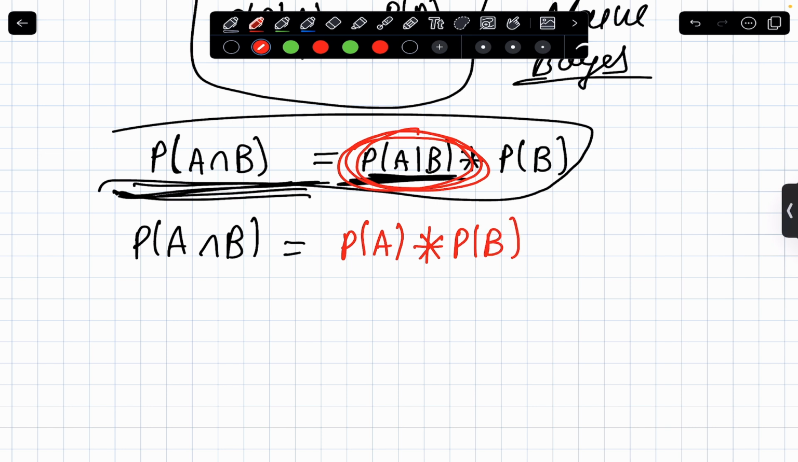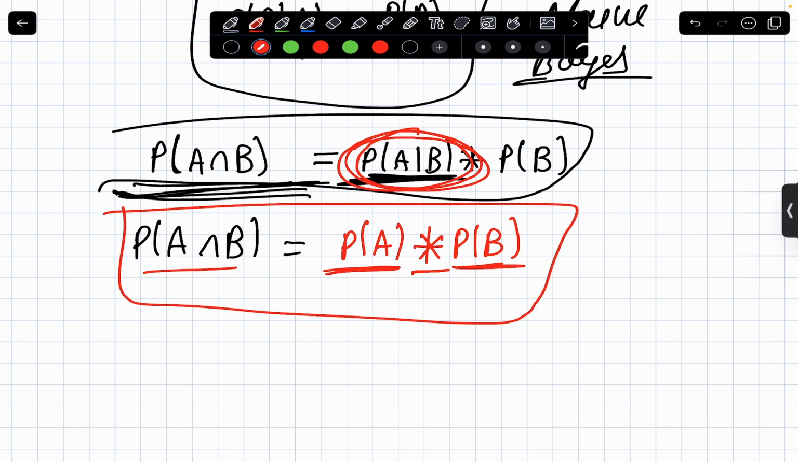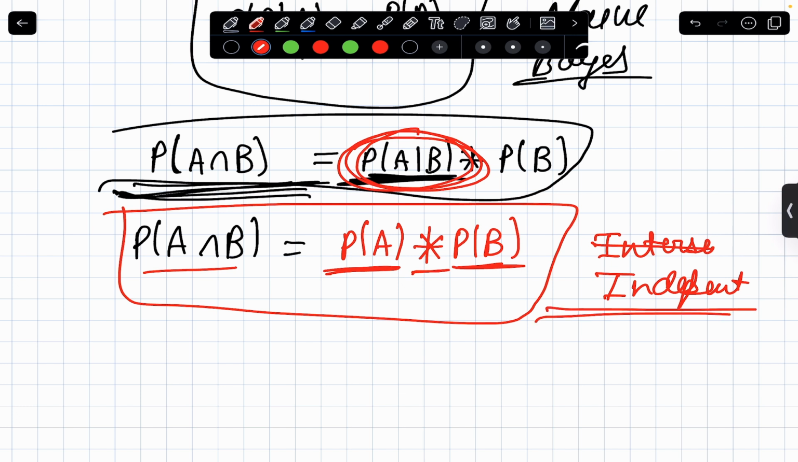So if the probability of event A into the probability of event B equals the probability of the intersection of A and B, then we call this independent. Got it? Okay.